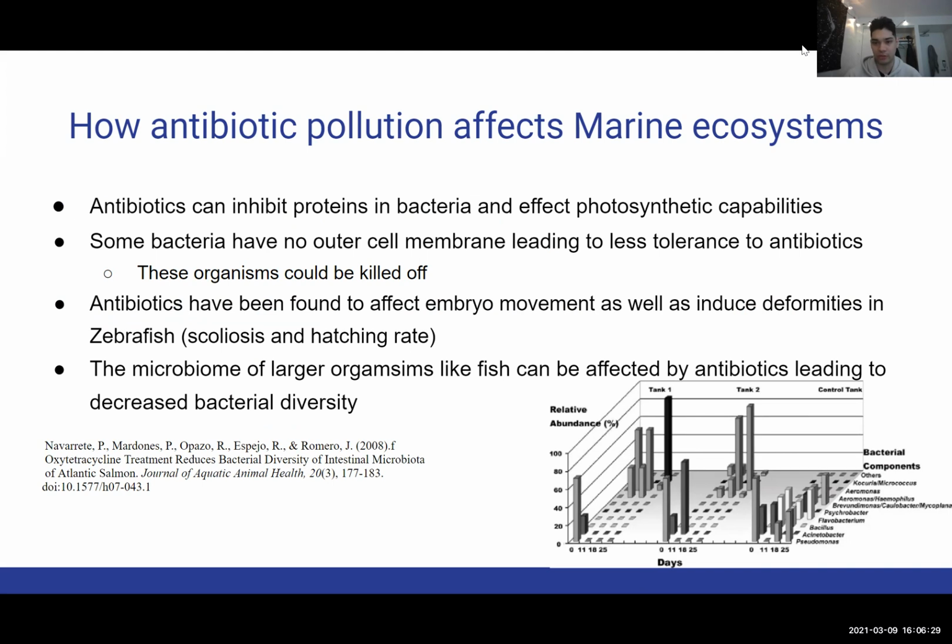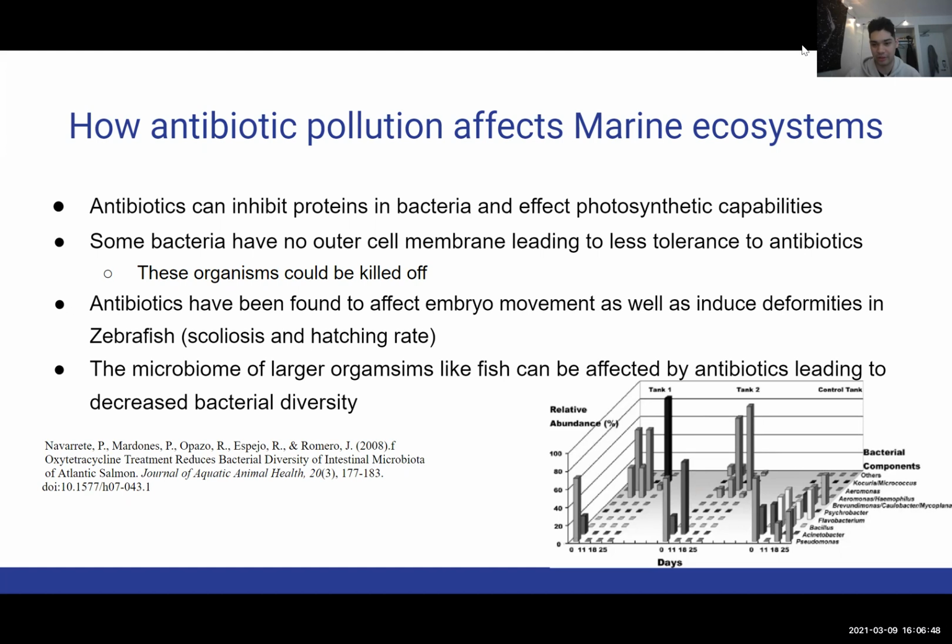And so these are a lot less tolerant to antibiotics and can lead to these entire groups actually being killed off. And so on a larger scale, zebrafish have been shown to have effects with antibiotics like scoliosis and effects on their hatching rate. And the microbiome of larger organisms like salmon can be affected by antibiotics, decreasing their bacterial diversity.